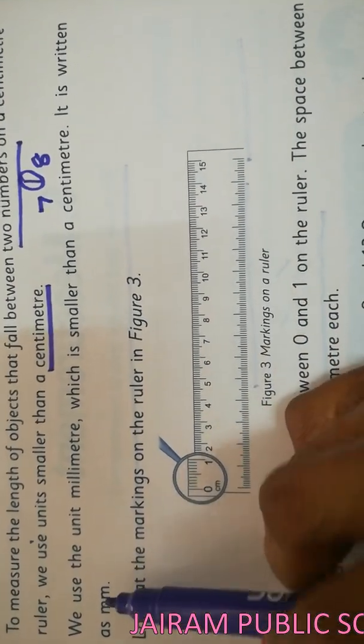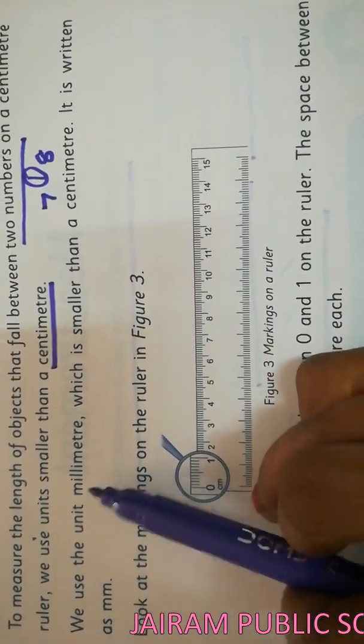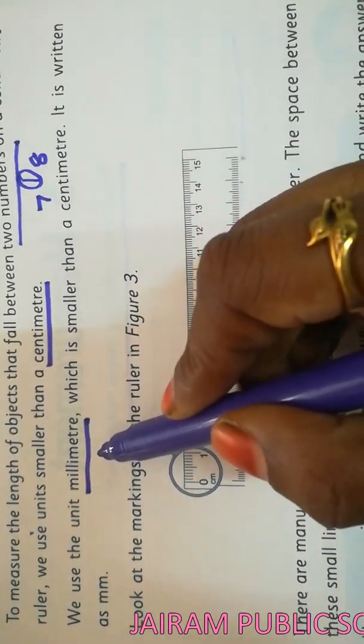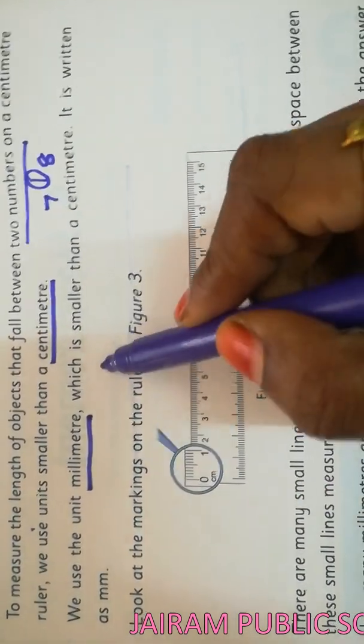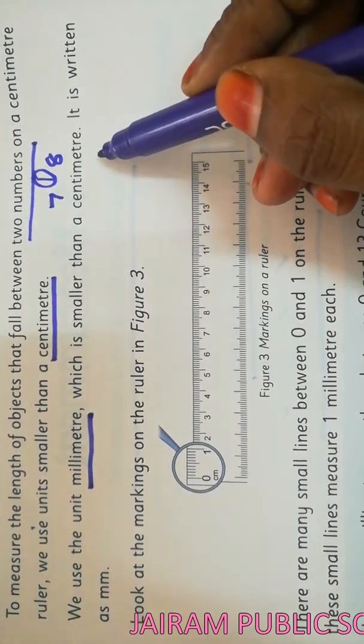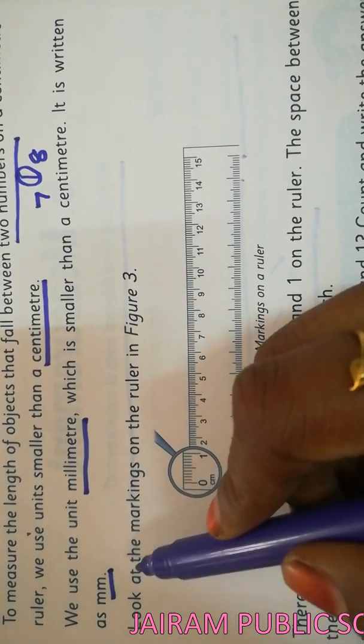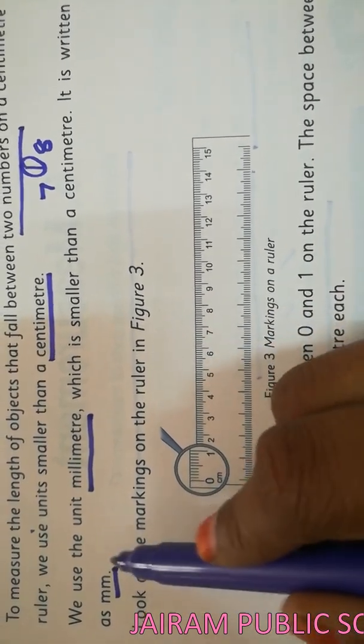Okay, now we will use the unit. We use the unit millimeter. The smaller unit than a centimeter is called millimeter, which is smaller than a centimeter. It is written as mm. It is called millimeter, written as mm.